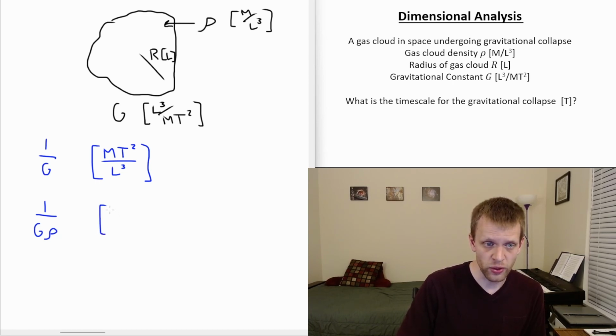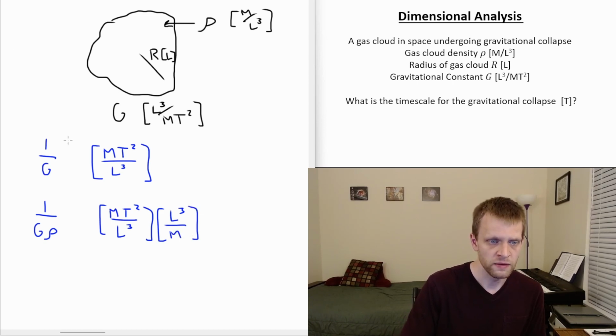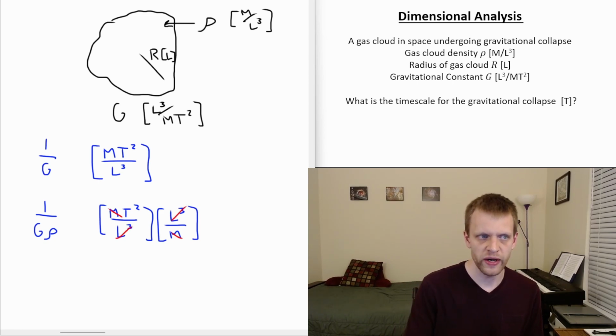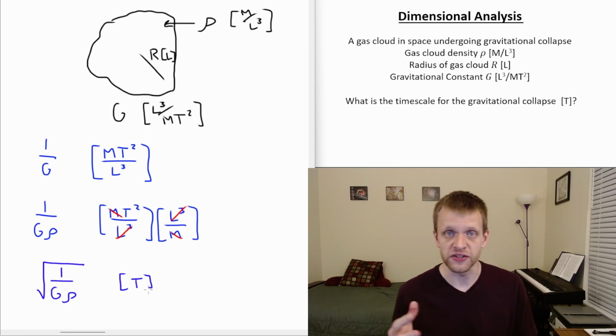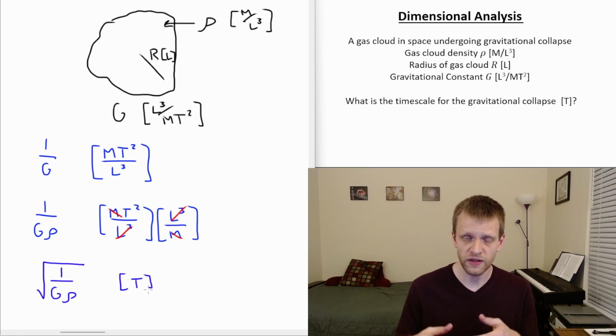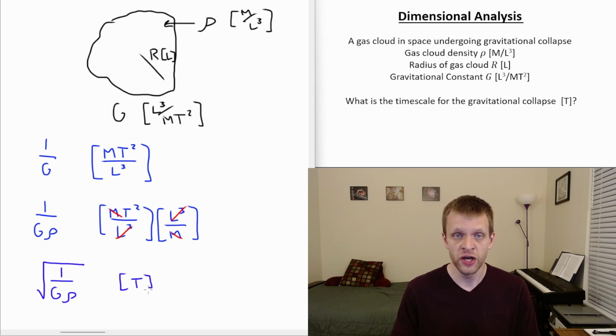the result is that 1 over G is m times t squared over L cubed. And dividing by this density gives us L cubed over m. The m's cancel out, but also the L cubes cancel out, so we're already at time squared. And finishing this up, if I take the square root of 1 over G times the density of this cloud, that gives us our units of time. This will give us our characteristic time scale for how long this cloud will take to collapse just under gravity.